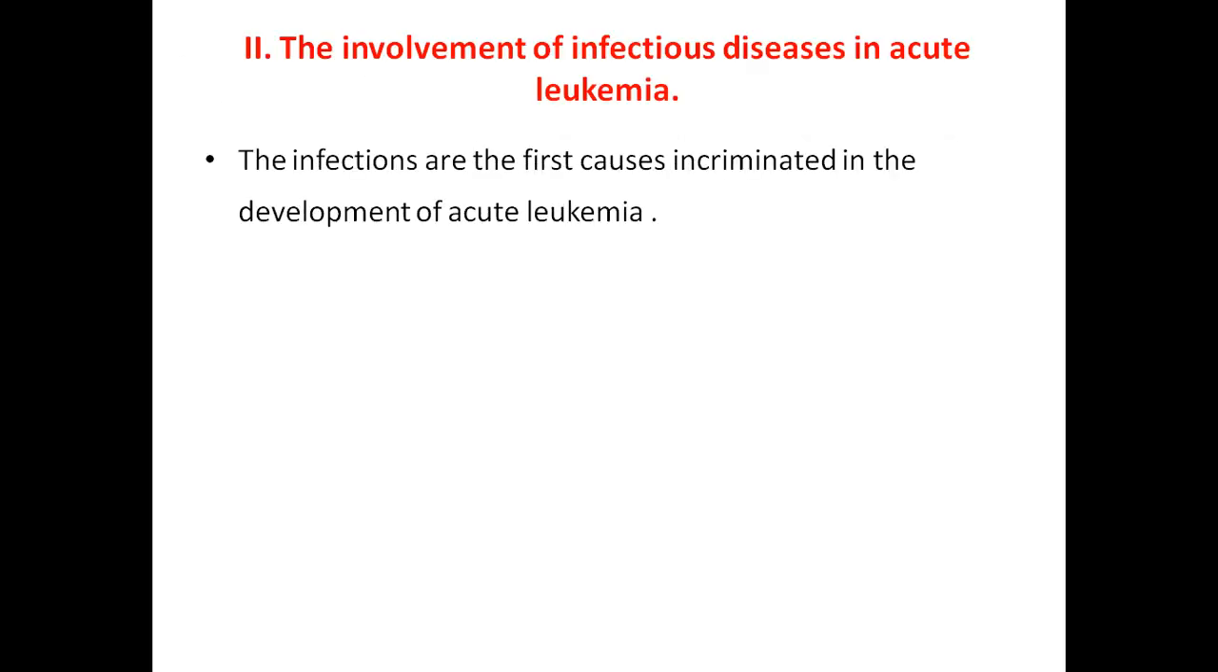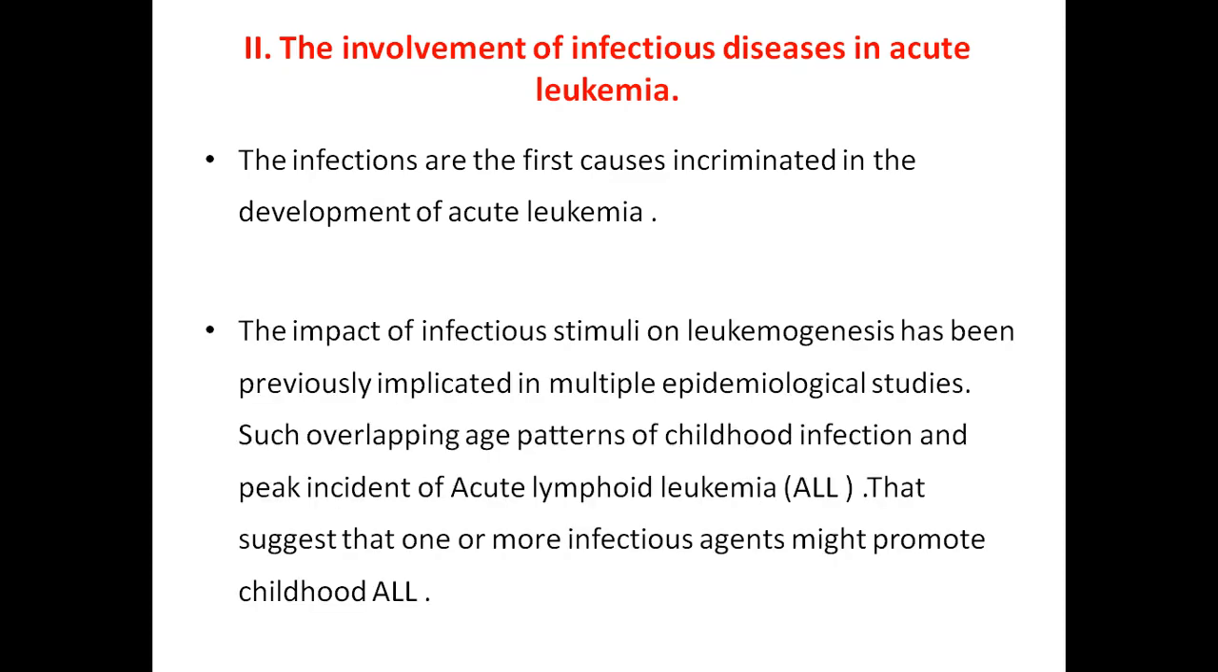The involvement of infectious disease in acute leukemia. Infections are the first causes incriminated in the development of acute leukemia. The impact of infectious stimuli on leukemogenesis has been previously implicated in multiple epidemiological studies, such as overlapping age patterns of childhood infection and the peak incidence of acute lymphoid leukemia, which suggests that one or more infectious agents might promote childhood acute lymphoblastic leukemia.